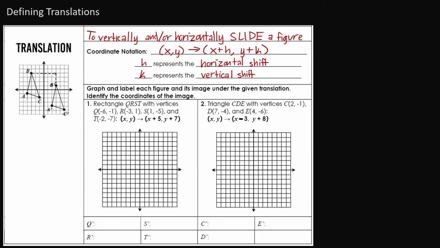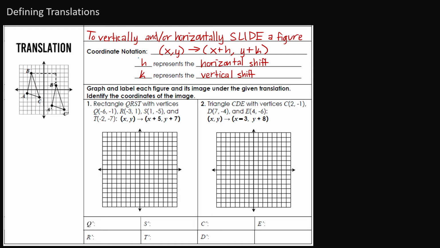So translations, our first stop. Translations are meant to vertically and or horizontally slide a figure. So you'll notice in the diagram that triangle ABC is slid 6 units to the right and 3 units down in the coordinate plane. It is translated that amount.